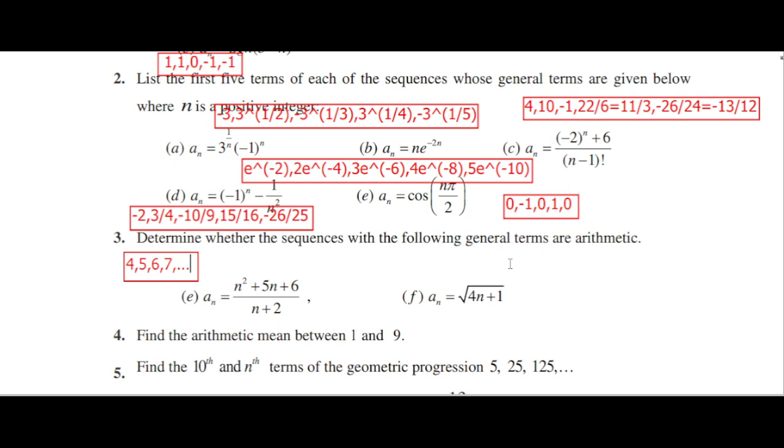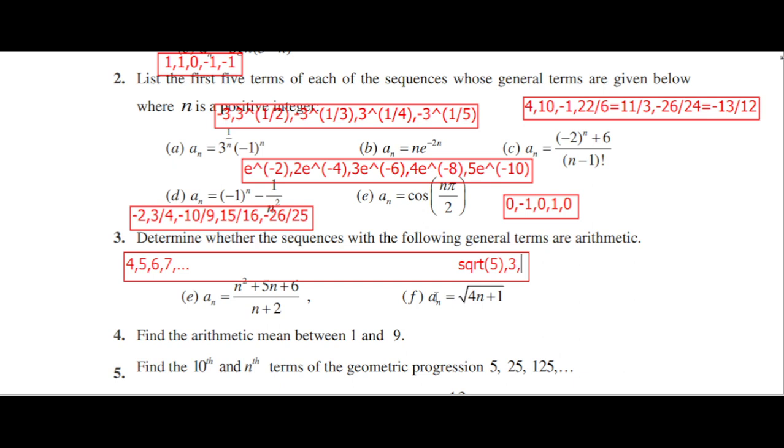Whether it is arithmetic or not, let's substitute some terms here. The first term, we substitute 1 here. 4 times 1 is 4, plus 1 is 5, square root of 5. Let's substitute 2 here. 4 times 2 is 8, plus 1 is 9, square root of 9 is 3.